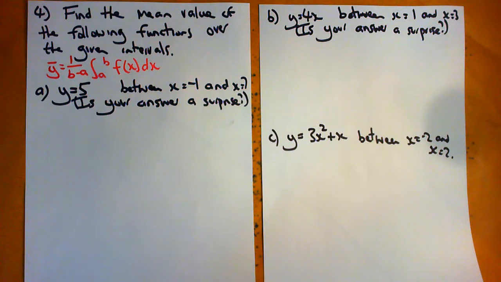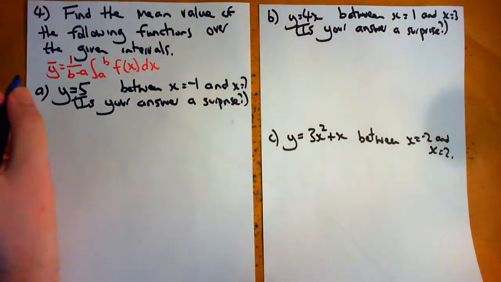Firstly, we've got to work out the average or the mean of y equals 5 between x equals negative 1 and x equals 7. Is your answer a surprise? So given that we have that latter sentence in the question, let's see if we can use some intuition to predict the answer. Well, we're averaging 5, we expect 5. So let's see if we do indeed get 5.